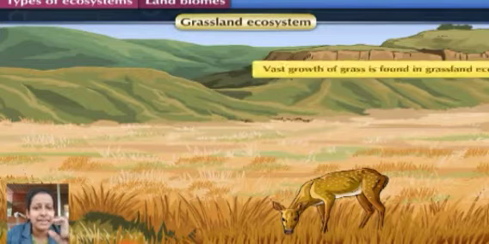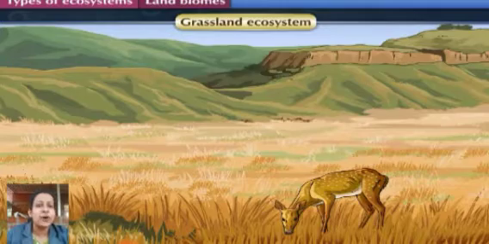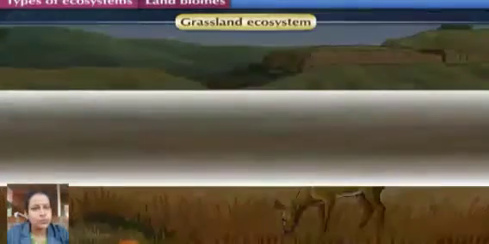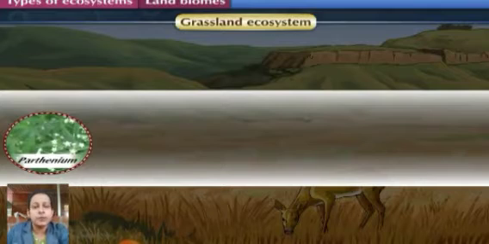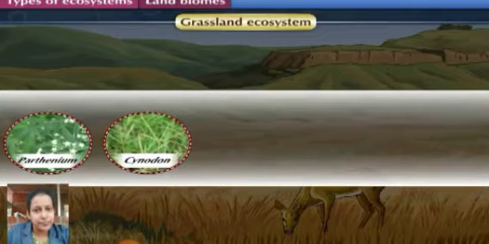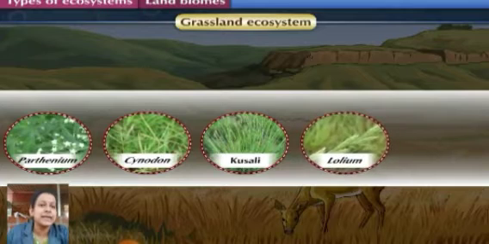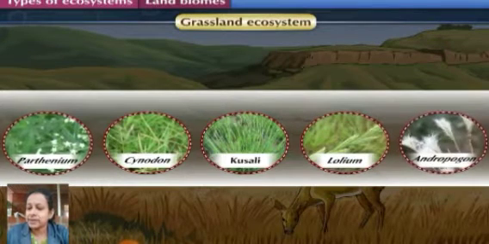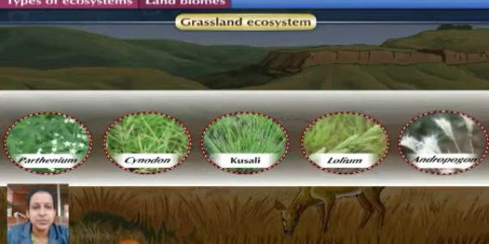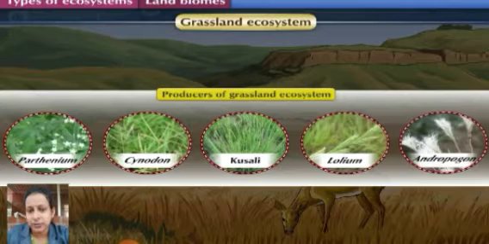Dwarf means shorter-height plants like grass or maybe shrubs, and vast growth of grass is found in grassland ecosystems. So the type of plants found here are grasses like Parthenium. Cynodon, also called Cynodon dactylon, is also called Durva. Then you can get other types like Kusali, Lolium, and Andropogon as the types of grasses found in the grassland ecosystem, and they are the producers of the grassland ecosystem.